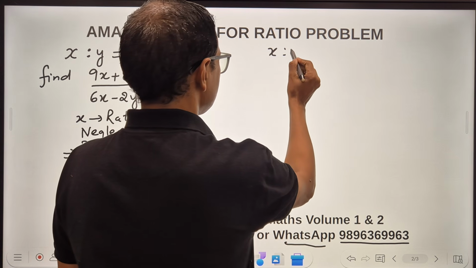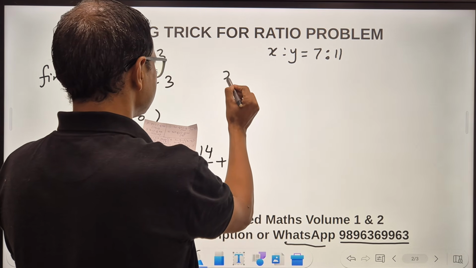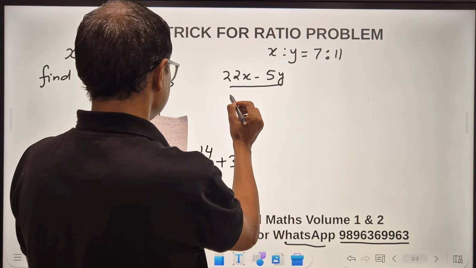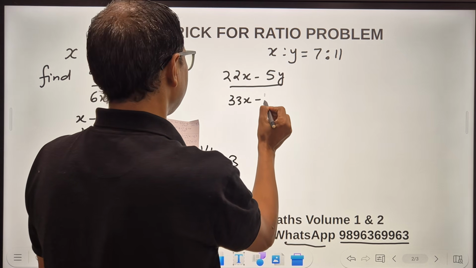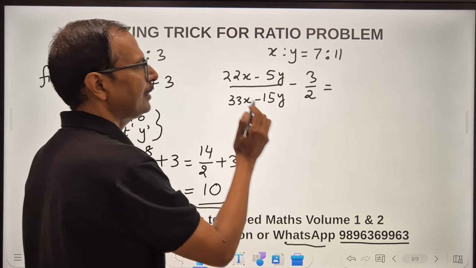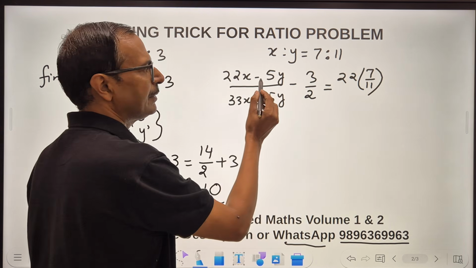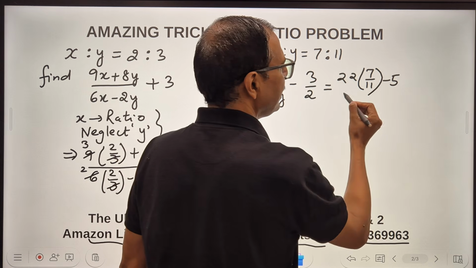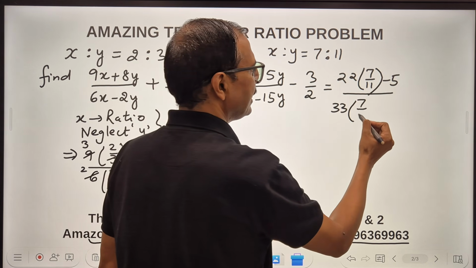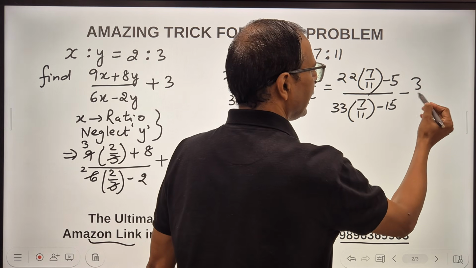Okay, just watch the second question. Suppose we have x ratio y given as 7:11, and we need to find the value of the expression 22x minus 5y over, say, 33x minus 15y, and say we have a 3/2 here. So what do you do here? 22, replace x by the ratio 7/11, minus 5, ignore the y. In the denominator 33, replace x by the ratio 7/11, and minus 15, ignore the y, and then minus 3/2.